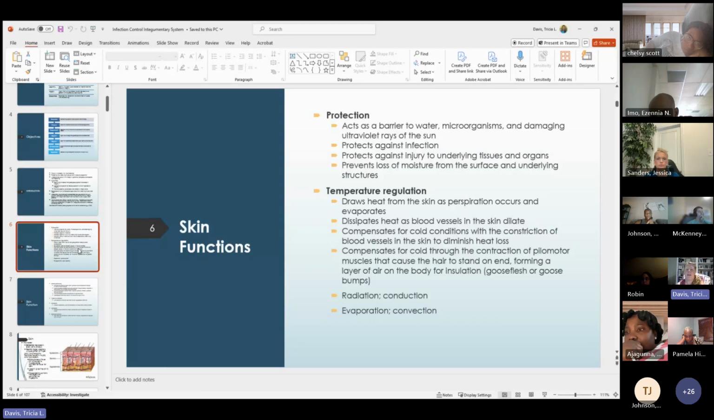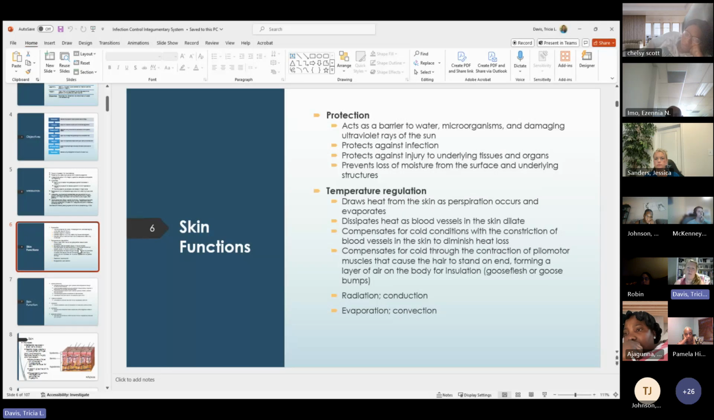We are able to compensate for cold conditions. So if we're really cold and our body inside is cold, we can constrict our blood vessels in the skin to diminish how much heat is being lost through our skin. So more of these compensatory mechanisms. And then we can compensate for cold through contraction of our pilomotor muscles. So that's basically our goosebumps.